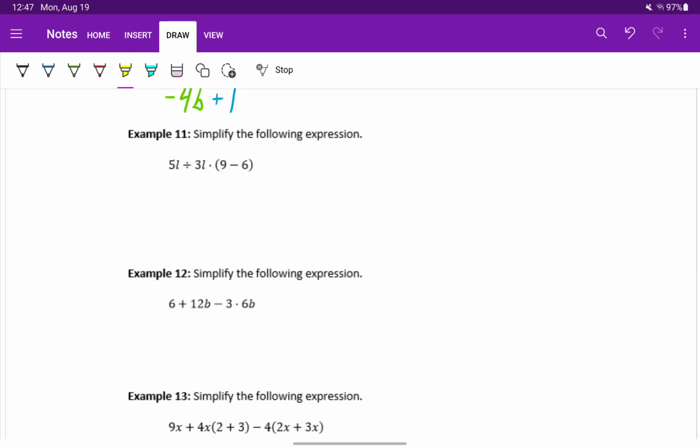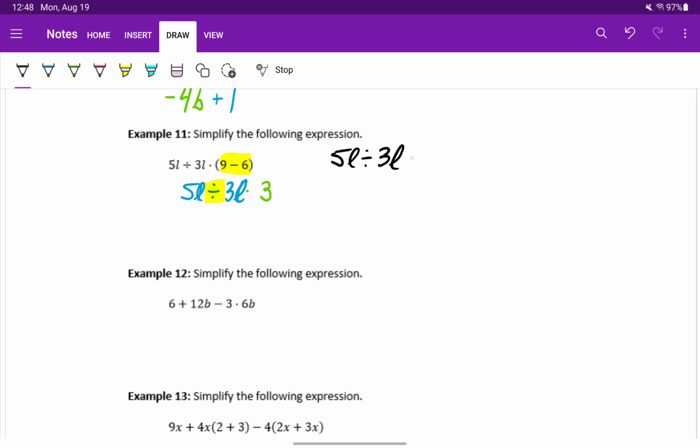In example 11, we'll start off by simplifying the arithmetic step that we have inside that set of parentheses. This will give us 5L divided by 3L times 9 minus 6 will be 3. Now we'll still follow order of operations since we don't have terms to add and subtract here. Our next step will be this division step. But keep in mind we have two different ways that we can write division. And I just switched to a different way of writing my L's, which I tend to do. So let's go back and make these L's cursive to match these other L's.